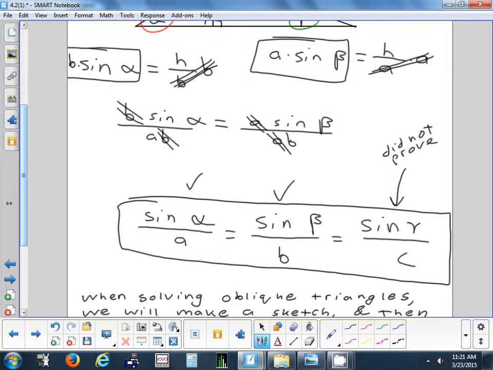When you use this, you never use all three parts at the same time. You'll either end up using the first two parts, the last two parts, or you'll use the first part and the last part. Okay, so you only use two parts of this at a time. Has anybody ever seen this law before? No?